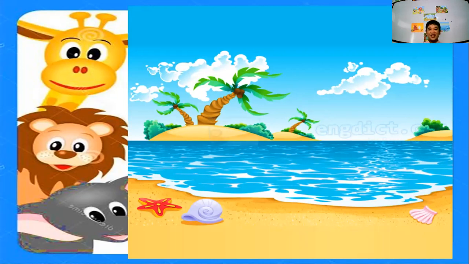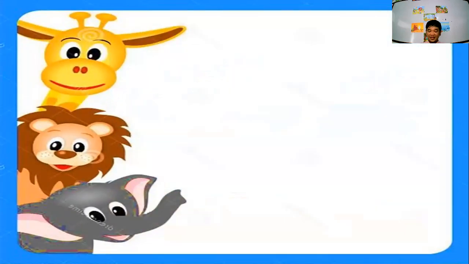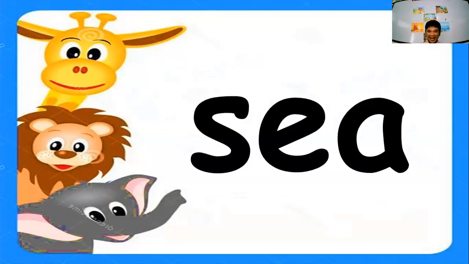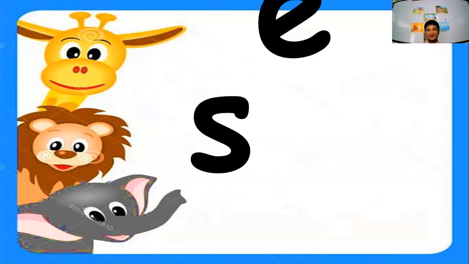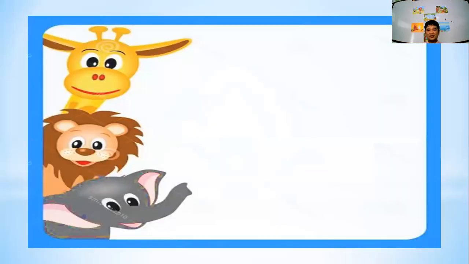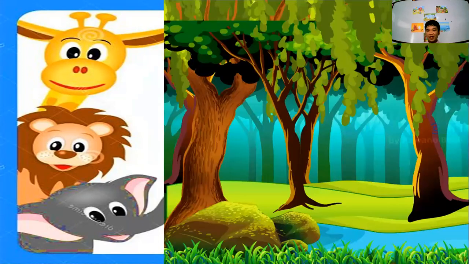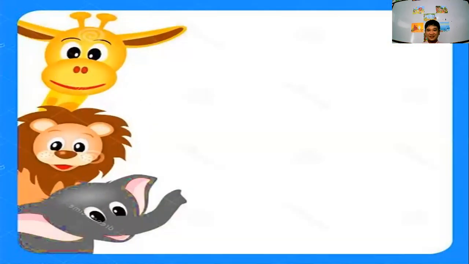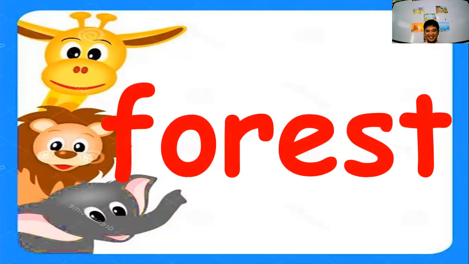Okay, very good. We call it sea. That's right. Next, everybody say sea. Very good. And next we have, okay, how about this one? What do you call this habitat of the animals? Very good. We call it forest.